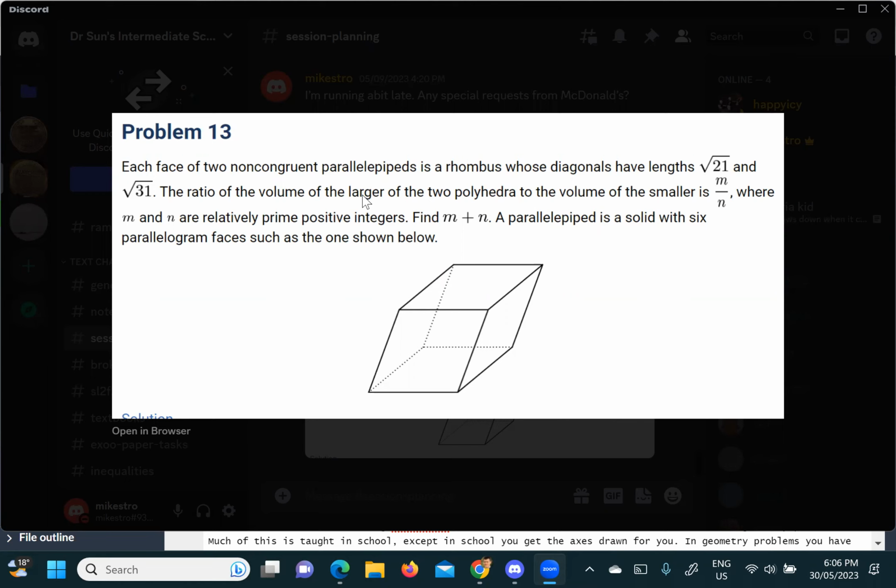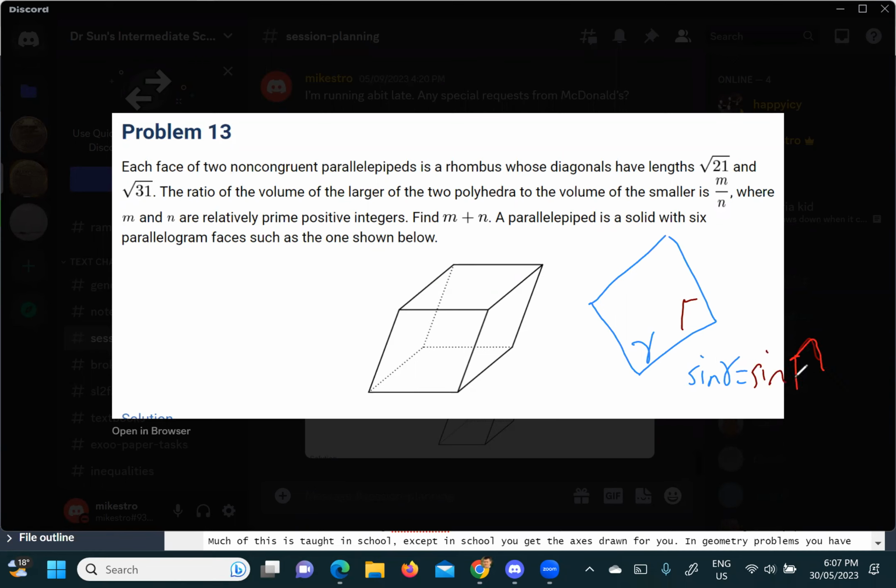So if we label the rhombus, the small angle little gamma and the big angle capital gamma, then we know, for example, sine gamma is equal to sine capital gamma.